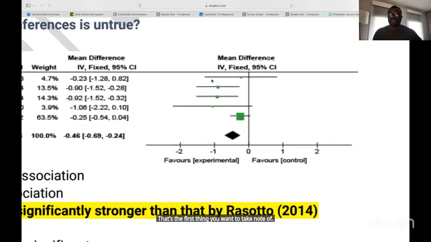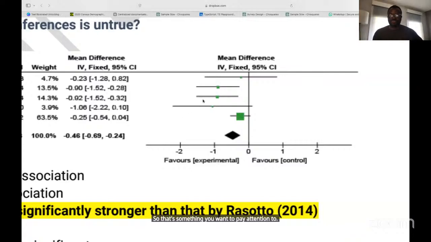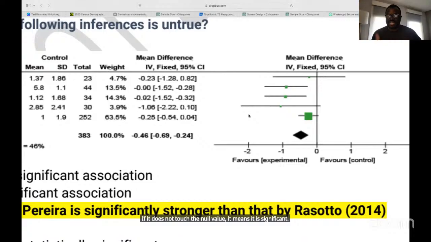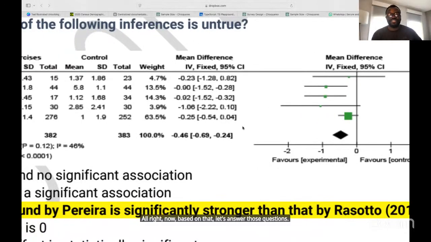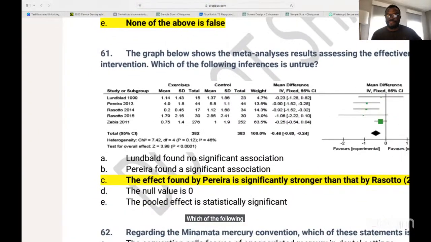Number 2 is once a number crosses that null value, that result is not significant. That's the second thing we want to pay attention to. If it crosses it, it is not significant. If it does not touch the null value, it means it is significant. All right, now, based on that, let's answer those questions. The question was, which of the following inferences is untrue? So let's look at them one after the other.